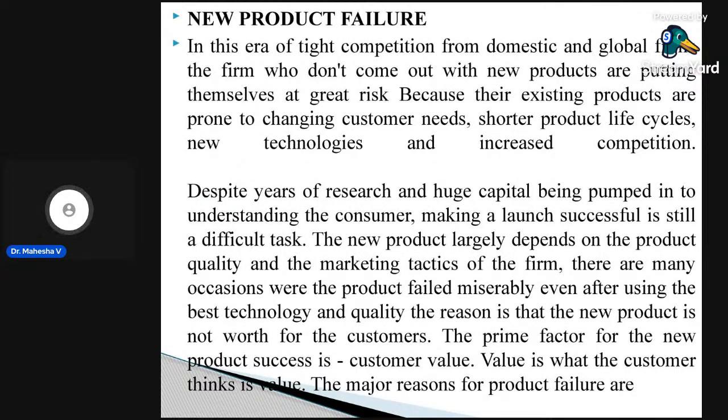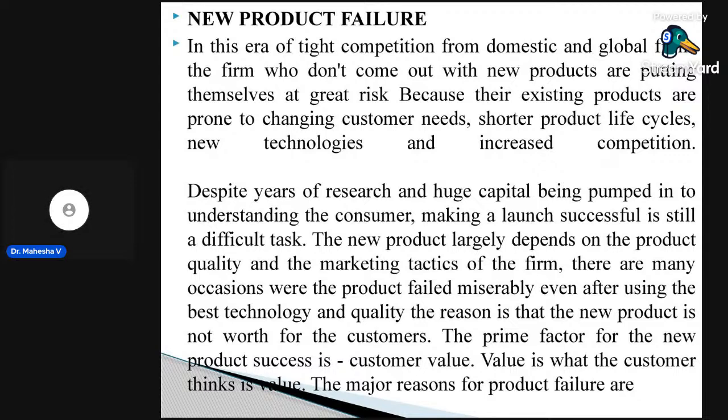And we have new product failure. Why do most products fail at the entry level itself, at the time of entry into the market? Suppose every day there are hundreds of products launched in the market, but only one or two products survive in the market. Why are the other 98 or 99 products going to fail?